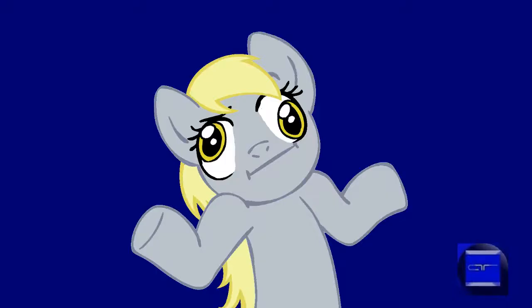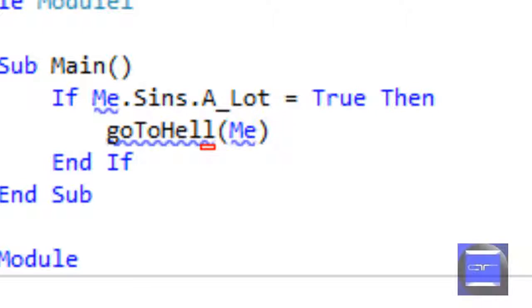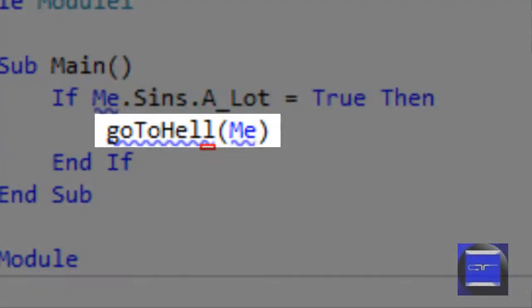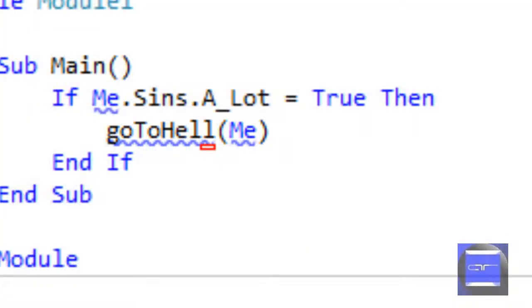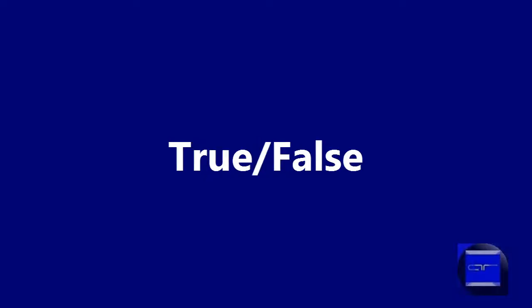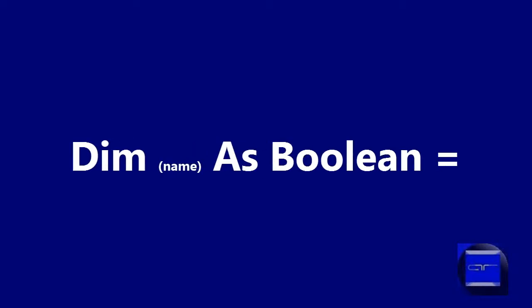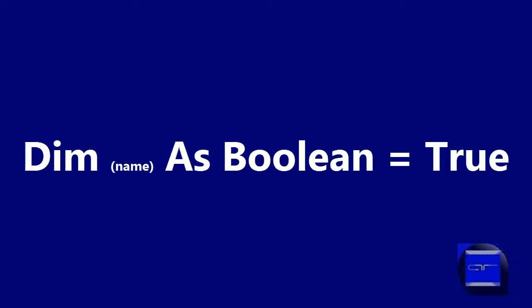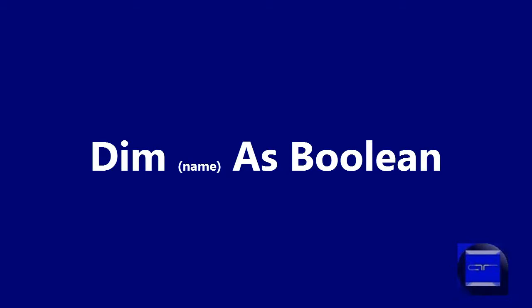Ahora vamos a ver los if-then statements y Booleans. But what are those things? Well, first let's take a look at if-then statements. Let's go back to hell. As you can see, it's basically if a condition, then do this. And Booleans are basically just a true or false statement. And you can define them by saying dim blank as Boolean equals true or false, whatever. You don't even need the equals true or false in the beginning.